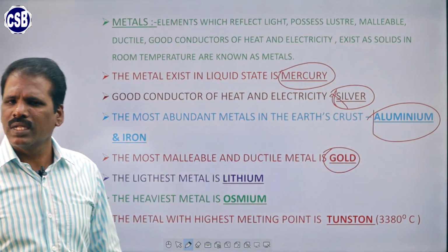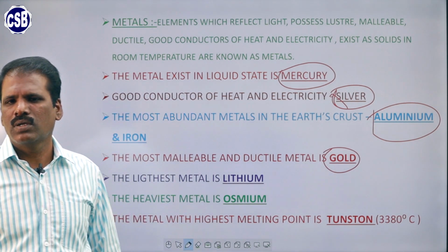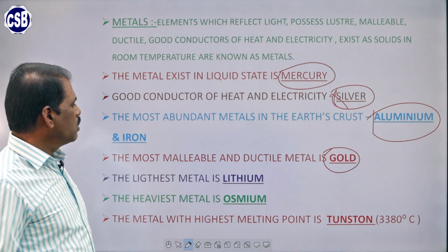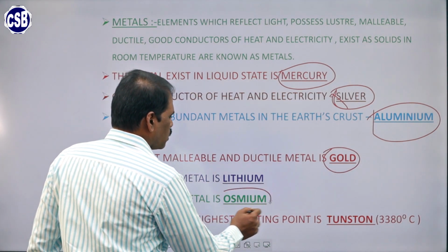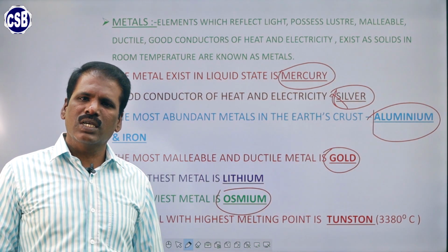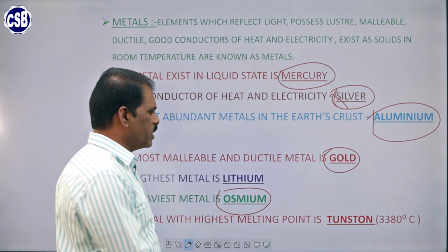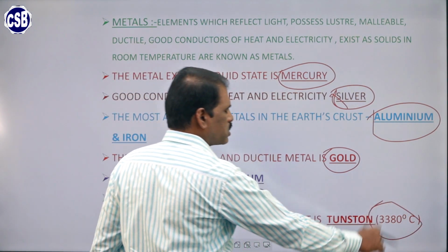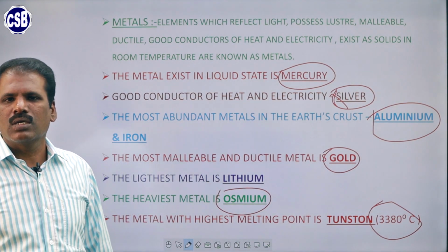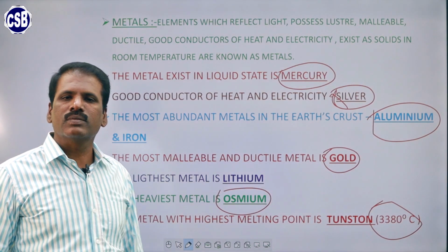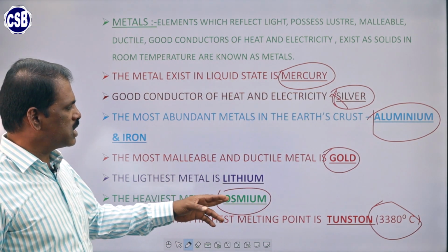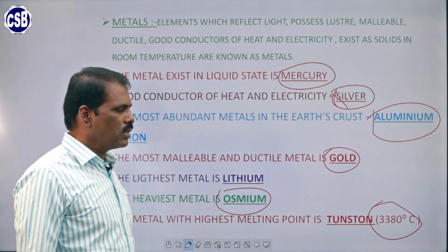The lightest metal is lithium. At the same time, the heaviest metal is osmium. The metal that has the highest melting point is tungsten. That's why it is used as a filament in electric bulbs. An electric bulb produces a lot of heat, so the filament should not melt in that temperature. So tungsten is used, since it has a very high melting point.